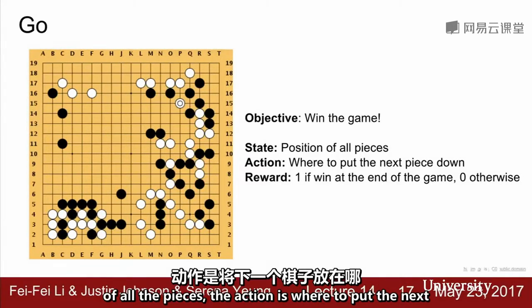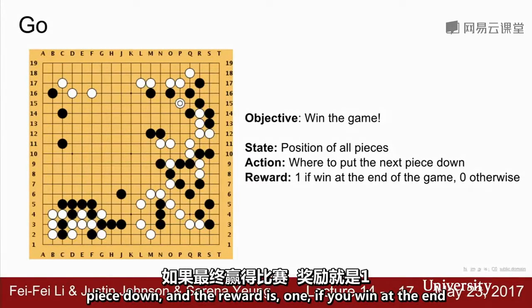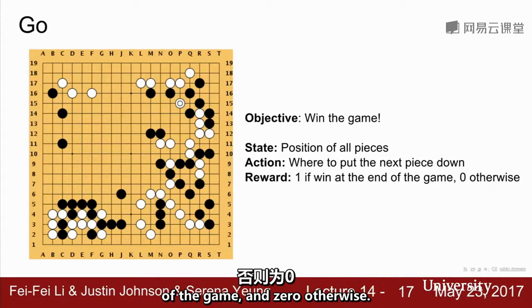And our state is the position of all the pieces. The action is where to put the next piece down. And the reward is 1 if you win at the end of the game and 0 otherwise. And we'll also talk about this one in a little bit more detail later.